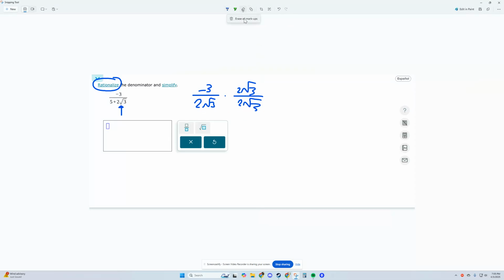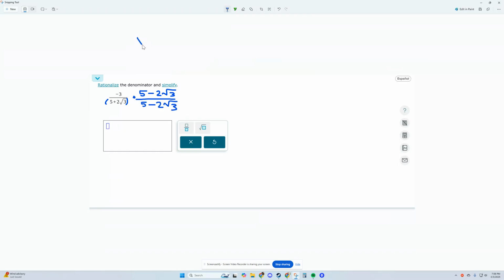However, in this case, we have a binomial, meaning two numbers there. So we use the special products. We want to get rid of this thing. So it's going to be times 5 minus 2 root 3.